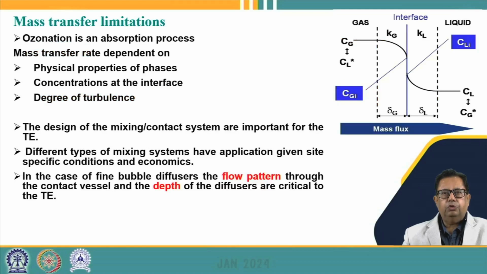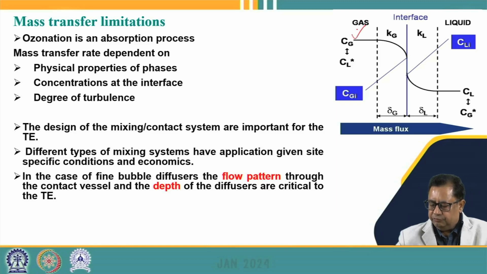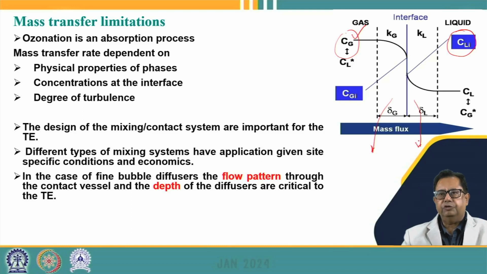So we can see that ozonation is an absorption process, and the mass transfer depends upon the physical properties of the phases. What type of phases are there? For example, we have the liquid phase and the gas phase, and from the gas phase the ozone is getting transferred to the liquid phase. We can see here the gas phase, where there is a concentration of ozone in the gaseous phase, and a certain concentration in the liquid phase. These two phases are separated by the interface, where we have a gaseous film and a liquid film at the interface of the liquid.